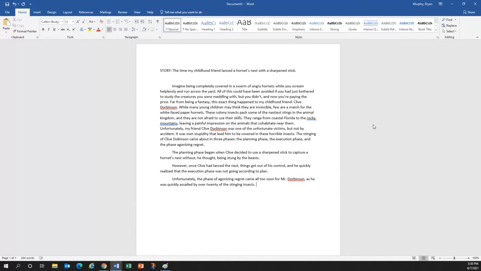You're going to make the thesis, the topic sentences. You're going to fill in the paragraphs. You're going to get those transition sentences at the end of the body paragraphs. You're going to come up with a conclusion that finishes the story off.